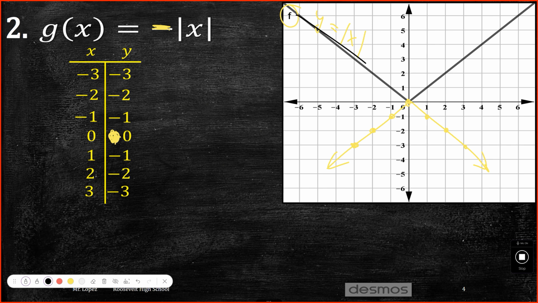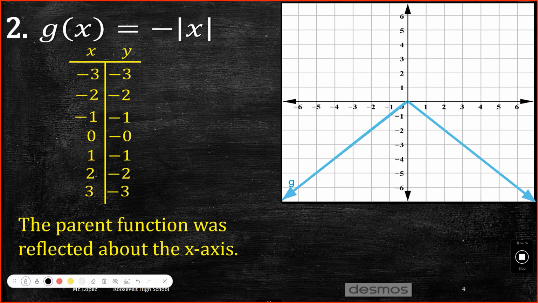What do you notice about this one and putting a negative in front of it? And then it became this one here. It's called reflection about the x-axis. It got reflected. It got flipped. So whenever you put a negative in front of anything, it flips it with respect to the x-axis. The parent function was reflected about the x-axis.